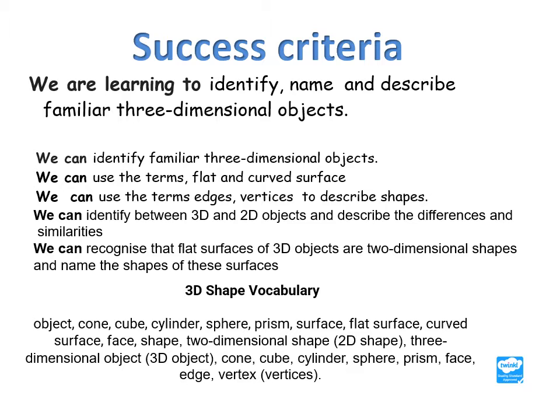We are learning to identify, name and describe familiar three-dimensional objects. We can identify familiar three-dimensional shapes. We can use the terms flat and curved surfaces. We can use the terms edges and vertices to describe shapes. We can identify between 3D and 2D objects and describe the differences and similarities. And we can recognize that flat surfaces of 3D objects are two-dimensional shapes and name the shapes of these surfaces.